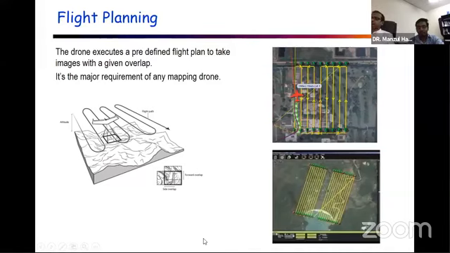The drone we have made is integrated with the flight planning option also. So we can do the flight planning using our ground control station and upload it to the drone. So with the flick of a switch, we can tell the drone to execute that mission autonomously. Next slide.